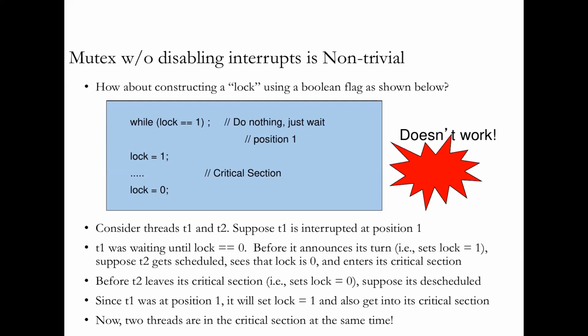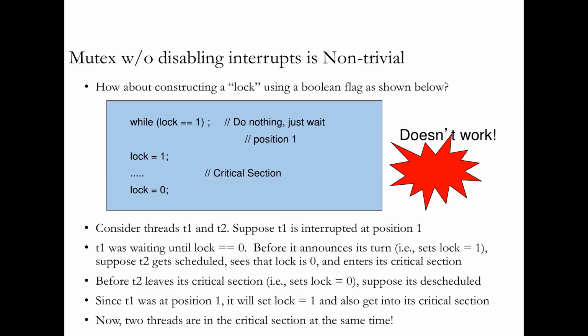So how do we implement mutex without disabling interrupts? By the way, if you have any questions, don't hesitate to interrupt me. So how do we implement mutex without disabling interrupts? Well, it's actually not that trivial, unfortunately, because let's look at one solution, which is not correct, but let's take a look at the solution nonetheless.